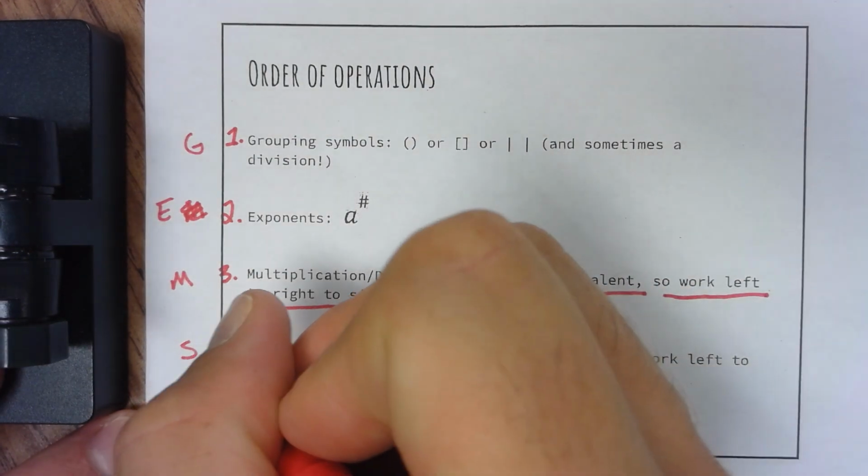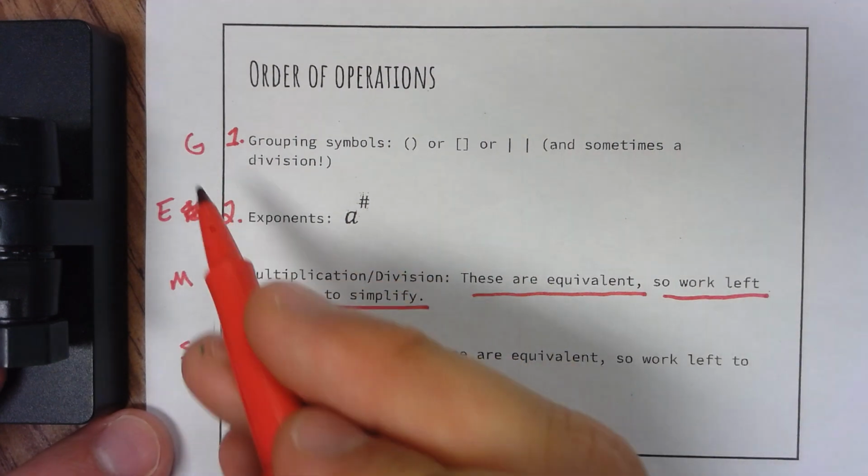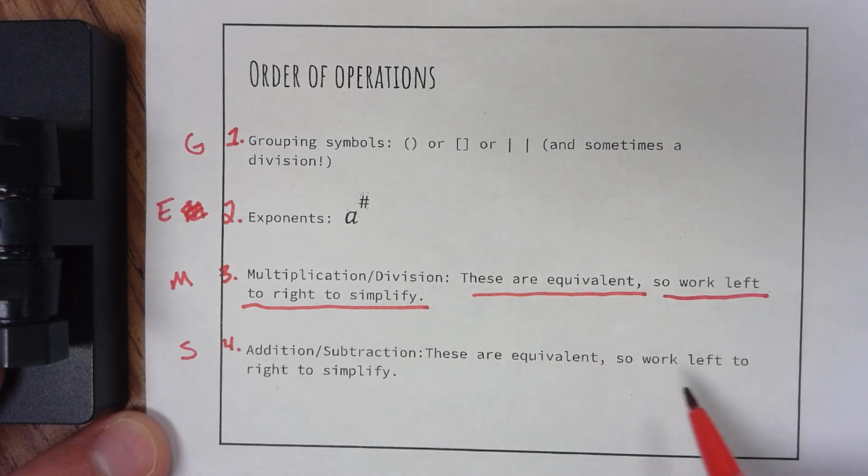And then the fourth set of operations, the S, it stands for subtraction. It just makes our acronym flow a little bit better, but that is addition and subtraction. So these are again equivalent, and we're going to work left to right to simplify.